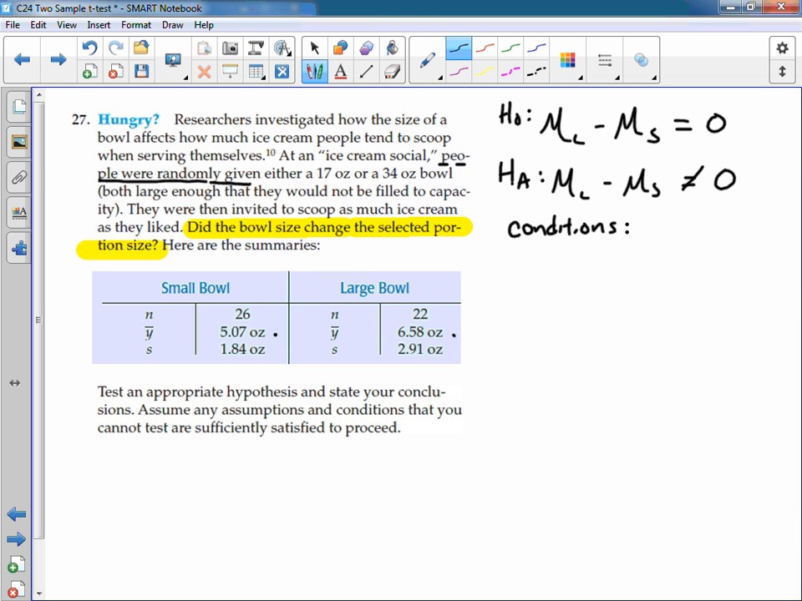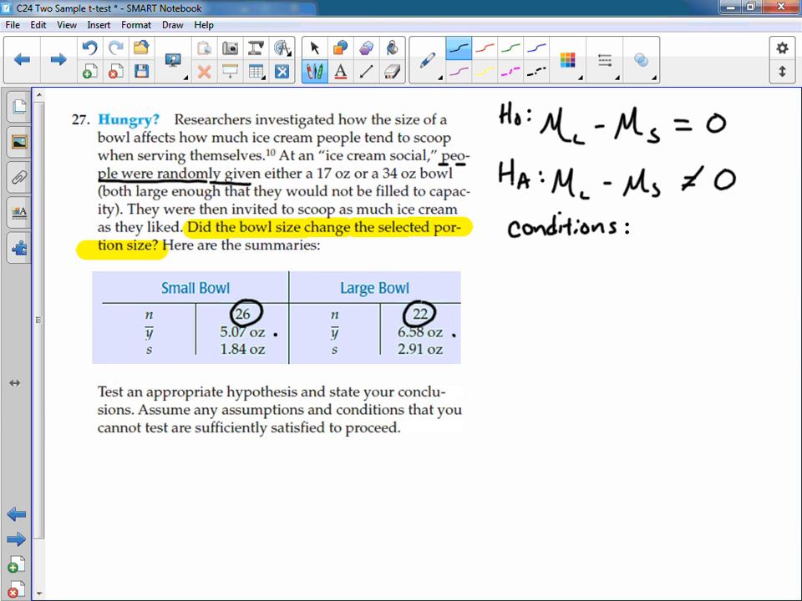Do you have independent groups? Yes, you have 26 people and 22 people that were randomly assigned to these different bowls. And then we have nearly normal. Now, our sample sizes are 26 and 22. So do not say the sample sizes are large enough, because technically they're not.